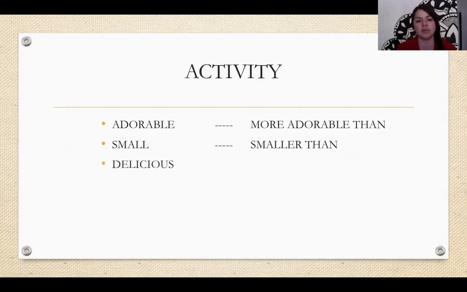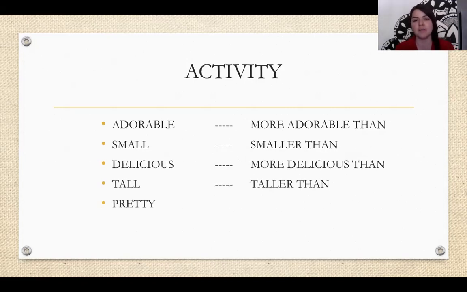Okay, next word. Delicious. I think delicious is a long word. What do you think? Let's see the answers. More delicious than. That's right. If you thought that answer, you got it right. Tall. That's a short adjective and the answer would be taller than. We need to add ER. And the last one, pretty. What do you think? Is pretty long or short? Let's see the answer. It's prettier than.